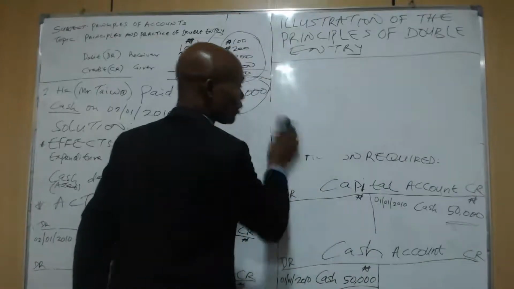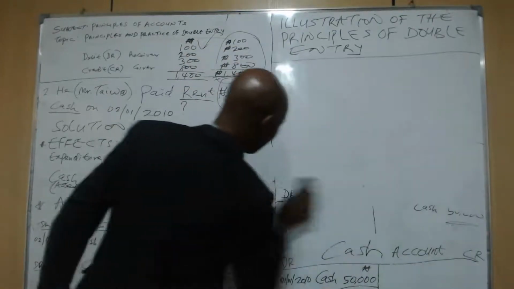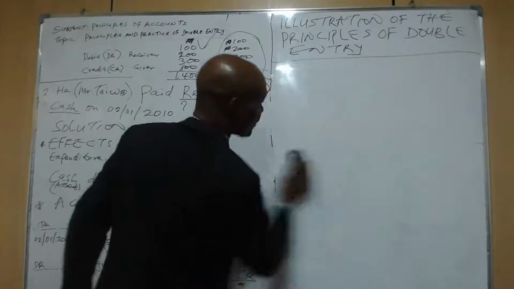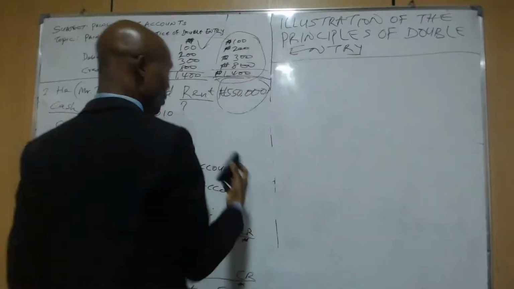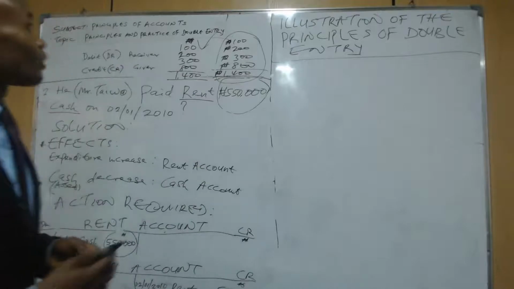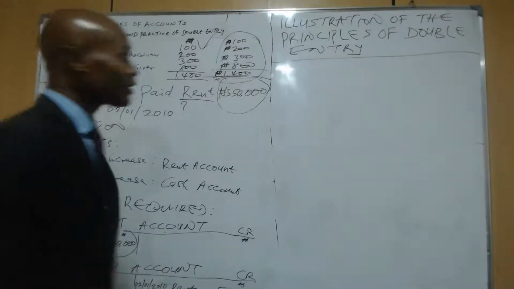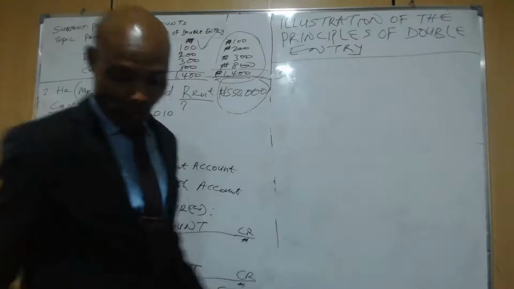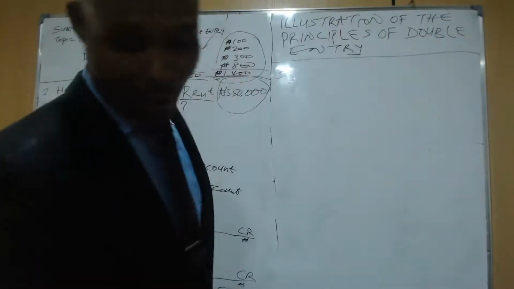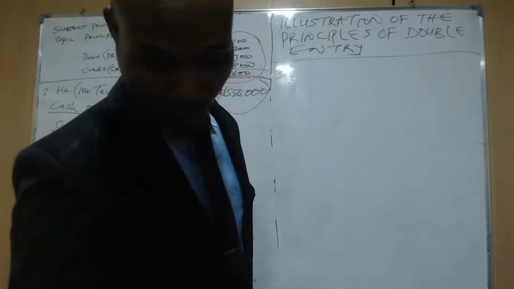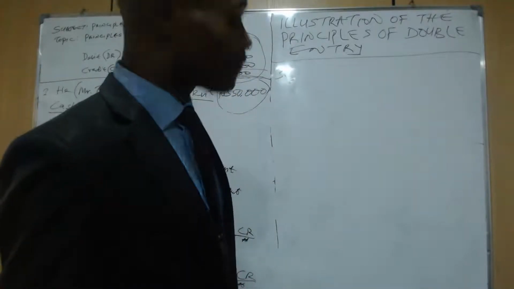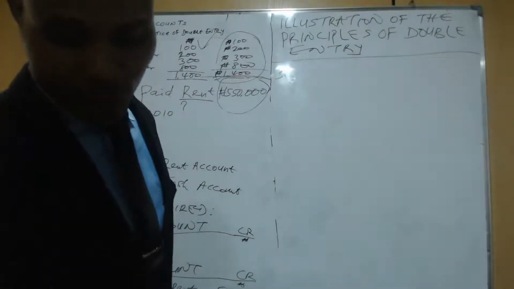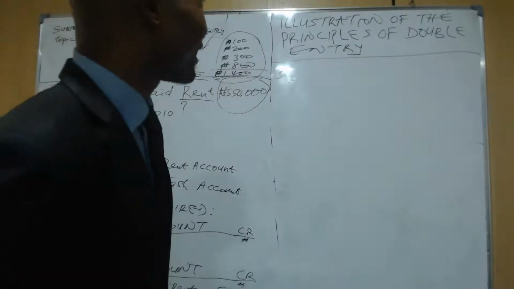To take another illustration to buttress our points and widen our scope of knowledge in this topic: principles and practice of double entry. And this will be our last example, example 3. We're looking at it in the other way around. Rent 5,000 naira was paid by Mr. Smith to his landlord on 1st July 1987 by check.